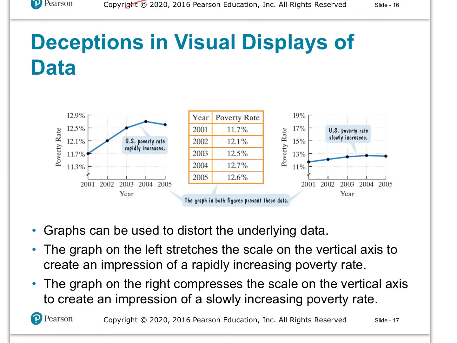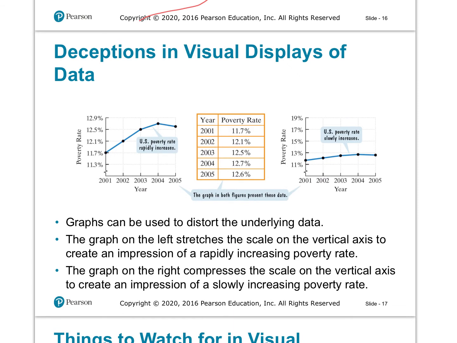All right, deceptions in visual displays of data. Graphs can be used to distort the underlying data. You could have a high point and a low point, which maybe is not represented. The graph on the left stretches the scale on the vertical axis to create the impression of a rapidly increasing poverty rate. So notice how it's increased. Right here, your y-axis is stretched a little bit.